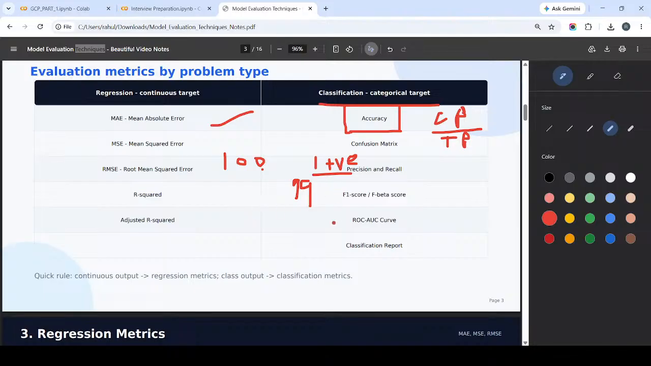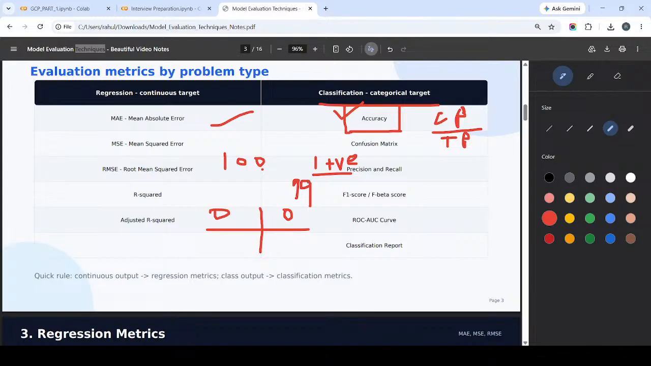Okay, so like this the data is imbalanced. Imbalanced data means one class has a significantly higher number of samples compared to another class. So that is called imbalanced data. In case of imbalanced data, accuracy doesn't work very well.